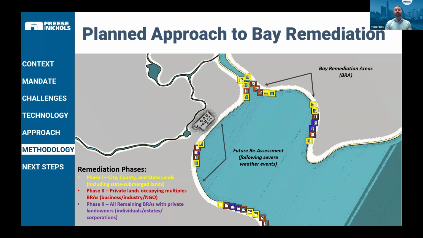In order to keep some progress moving, we've developed 3 phases within our Bay approach. The first is those currently publicly accessible lands like city, county, and state lands, including the state submerged lands like the image I showed you on the previous slide. Phase 2 is those private lands that include multiple quarter-mile HPAs. And the final phase 3 will be all of the remaining individual landowners, which are homesteads, vacation homes, estates, or small corporations or businesses around the Bay. It will be a pretty intensive strategy because each one will require sign-off, access agreements, et cetera, to get on to remove the rack and associated plastics from their properties.